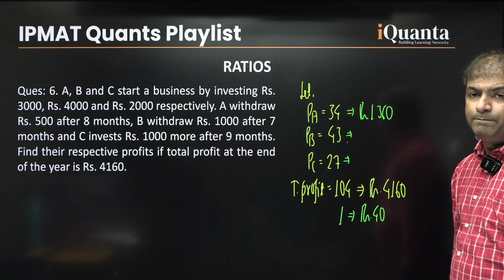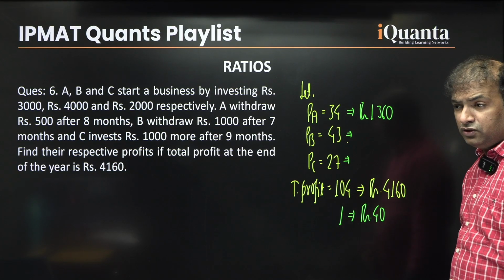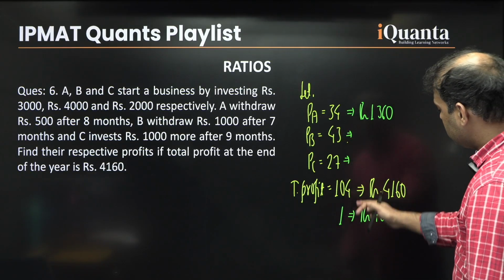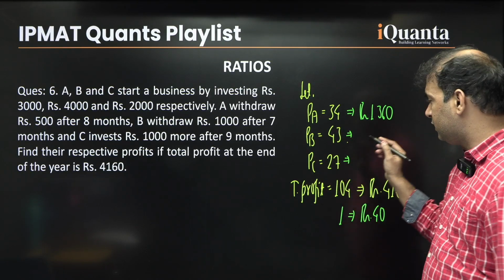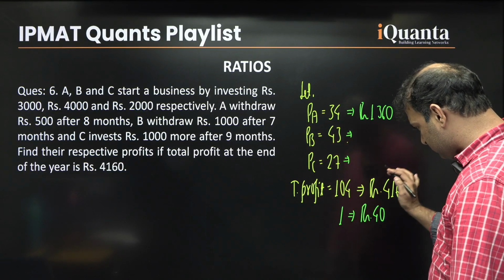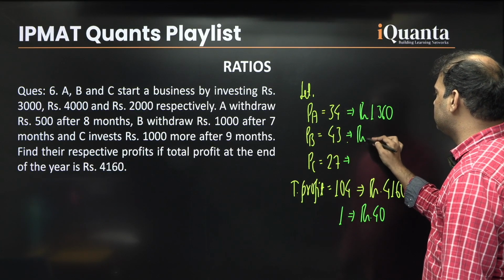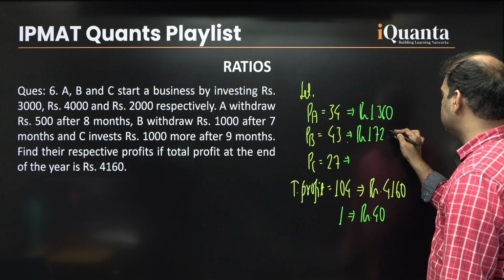43 into 40. So 43 into 4 means 40 into 4 plus 3 into 4, right? 40 into 4 is 160. 3 into 4 is 12. So 160 plus 12 is 172. All right. 172 and 0, simple.